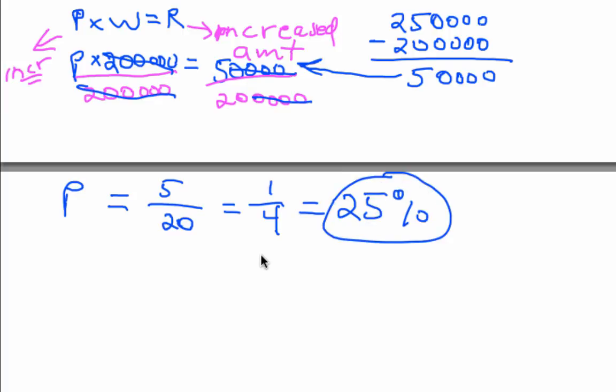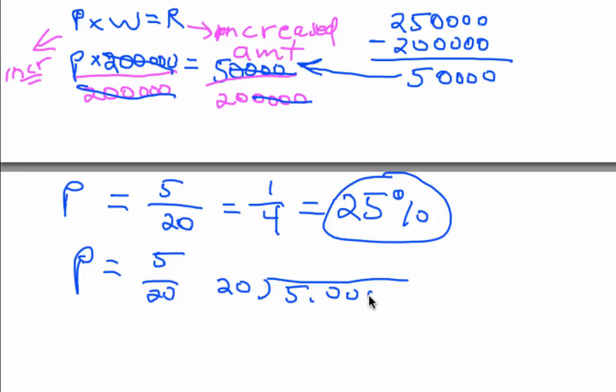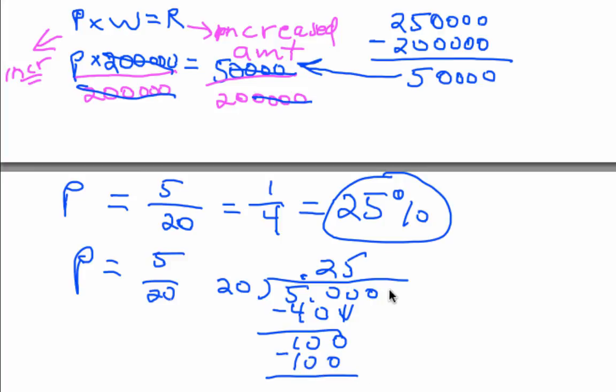If you don't know that 1/4 is 25%, or you're not comfortable reducing the 5 over 20, at this point, when you've gotten to 5 over 20, you can do long division, and you'll have 2 20s in 50, and then you'll finish with 5. 5 times 20 is 100. Now remember that P is a percent, so you'll have to convert this to a percent by moving the decimal 2 to the right, and once again, you'll get 25%.